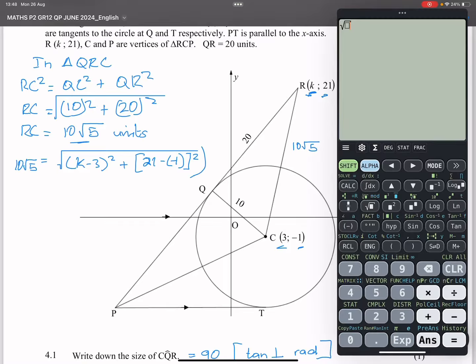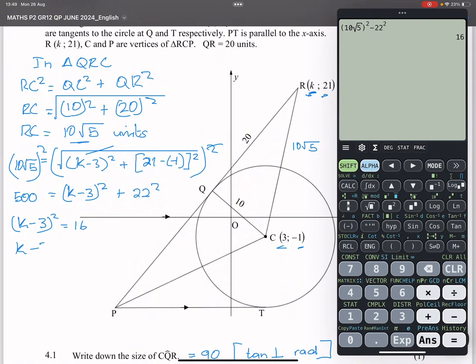So let's square both sides. 10 root 5 squared will give us 500. Remember the square cancels out the square root. So we've got k minus 3 squared plus 22 squared. I'm going to take the 22 squared to the other side. Let's verify that 10 root 5 squared is indeed 500. So 500 minus 22 squared, I get 16, so k minus 3 squared is equal to 16.